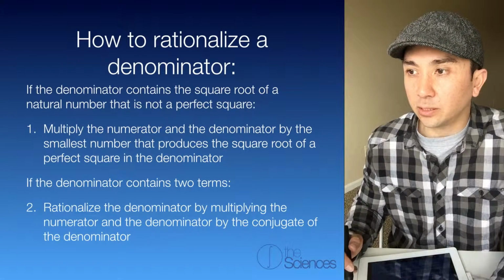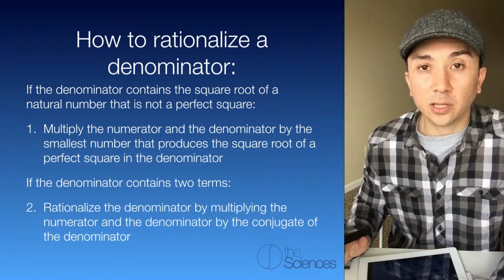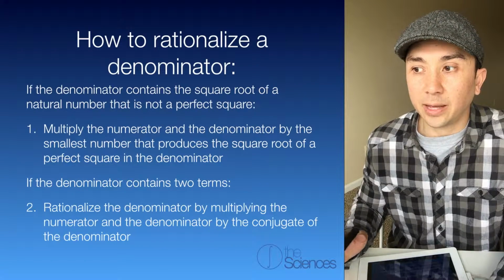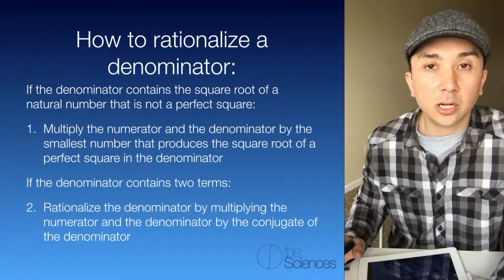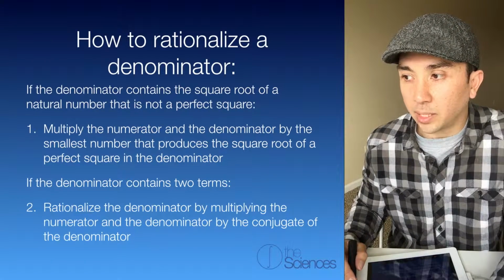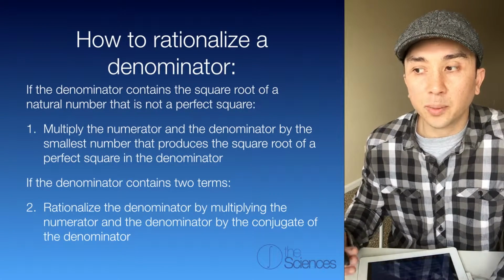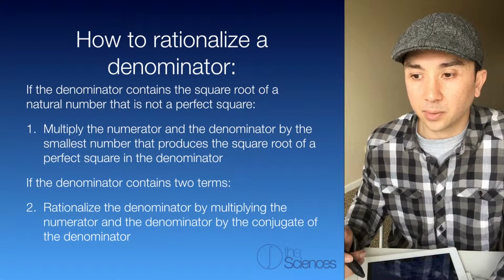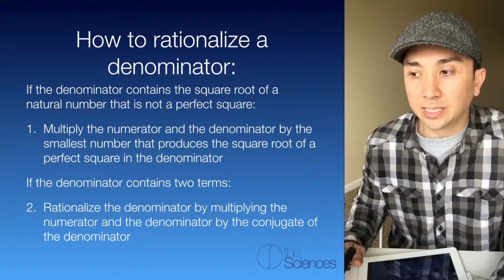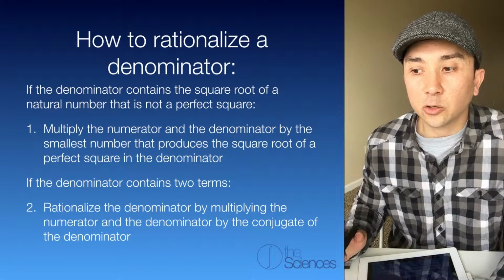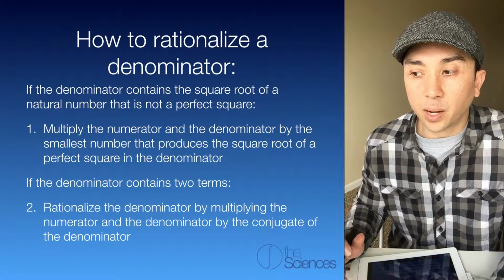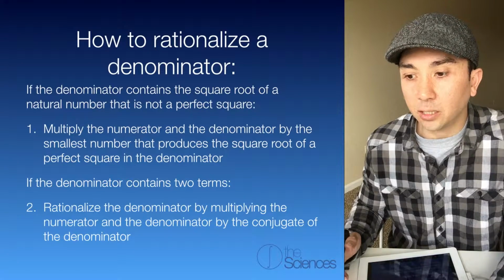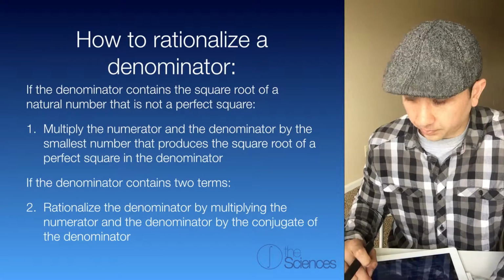So here's how to rationalize a denominator. If the denominator contains the square root of a natural number that is not a perfect square, you're going to multiply the numerator and denominator by the smallest number that produces the square root of a perfect square in the denominator. Now, if the denominator contains two terms, you're going to rationalize the denominator by multiplying the numerator and denominator by the conjugate of the denominator.